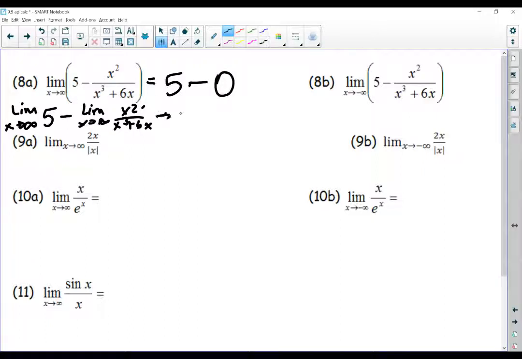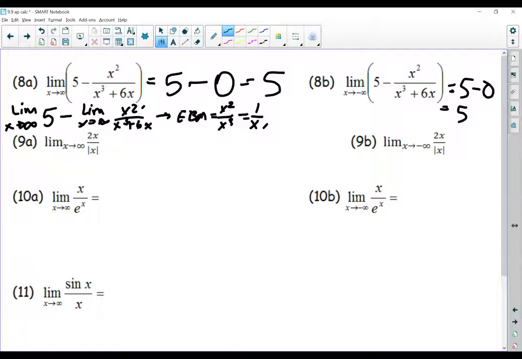You can also think, what would the end behavior model here be? The end behavior model would be x squared over x cubed, which is just 1 over x. And if I plug in infinity, I get 1 over infinity, which is 0. Same thing with the right side. It would just be 5.